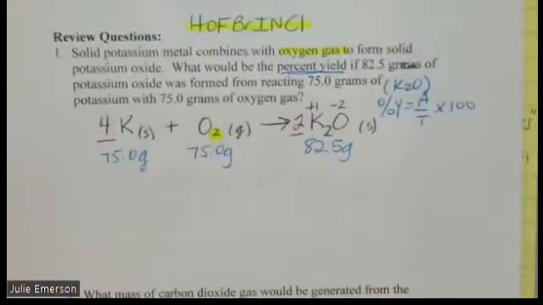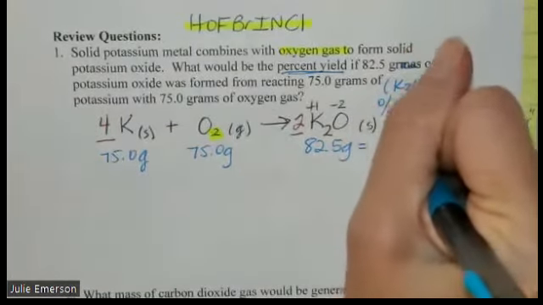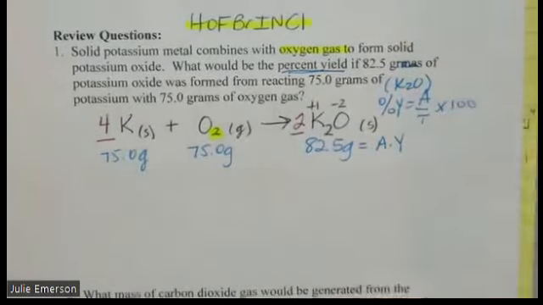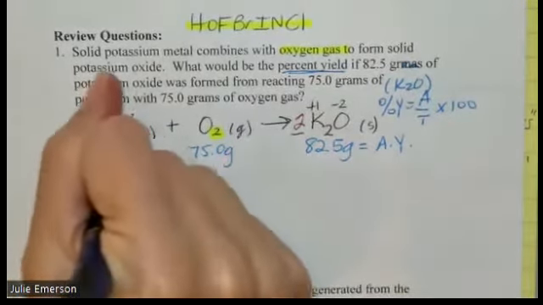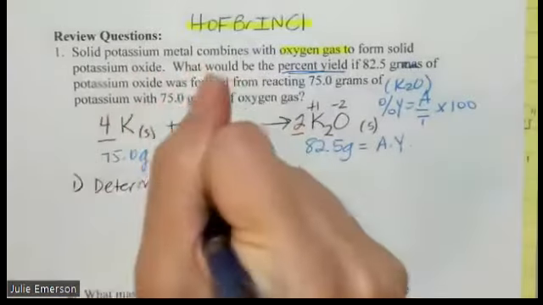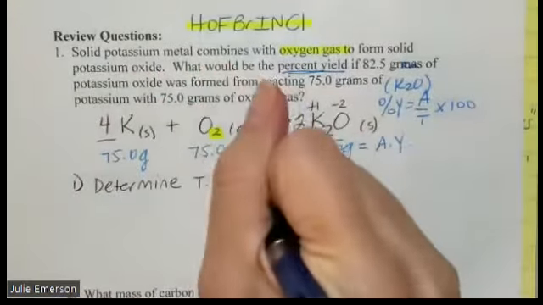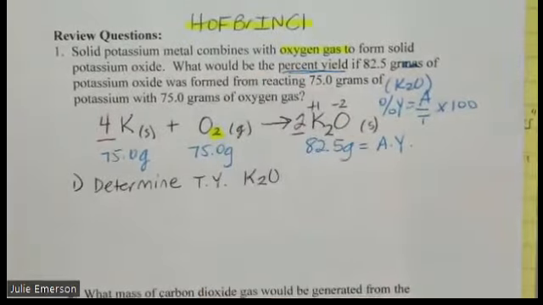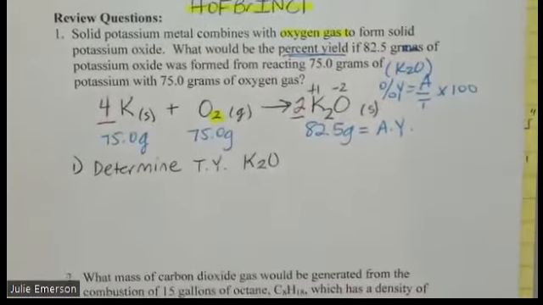So the next thing we talked about was, if you're doing percent yield, actual yield has to be given. So that 82.5 grams, that's my actual yield. I actually got 82.5 grams of potassium oxide. So the first thing I need to do is figure out how much potassium oxide I was supposed to get. So step 1 here is to determine the theoretical yield of K2O, the product, because if I have my actual, I need the theoretical.